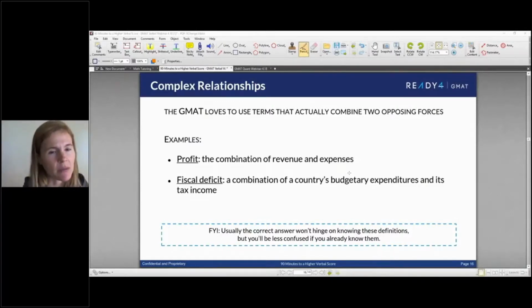The reason that this is complicated is particularly when it comes to questions about strengthening and weakening the argument. It can be very easy to get mixed up, to be backwards about, wait, is this proving the author's point or opposing the author's point? So it's useful to know some of these terms, just know them. Know what profit is, know what deficit is, just so you have one less thing to get confused about.